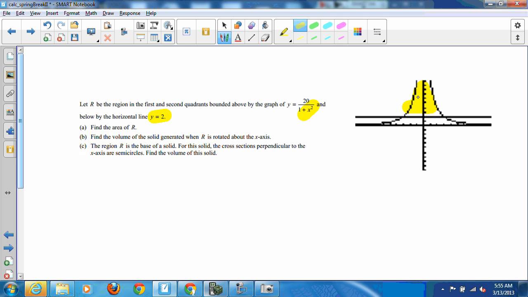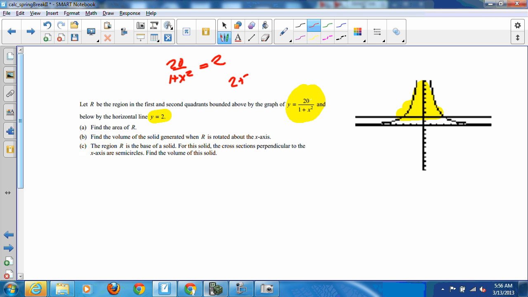The top curve is going to be this first function, and then the second curve is this line y equals 2. So we have to figure out where these two things intersect, set them equal to each other, and what do we get? We have 20 over 1 plus x squared equals 2. I would suggest using the calculator on this so you don't waste time, but if you were to do it by hand, you would just cross multiply this out and you would get what?